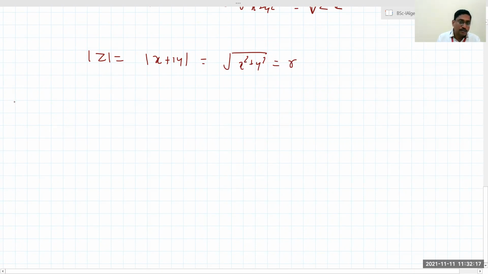Okay. Next, the definition of theta. That is the second definition. What is theta called? Theta is called the argument of z or the amplitude of z. What is theta? It is tan inverse y upon x. So what do we call this theta? Theta is called amplitude.